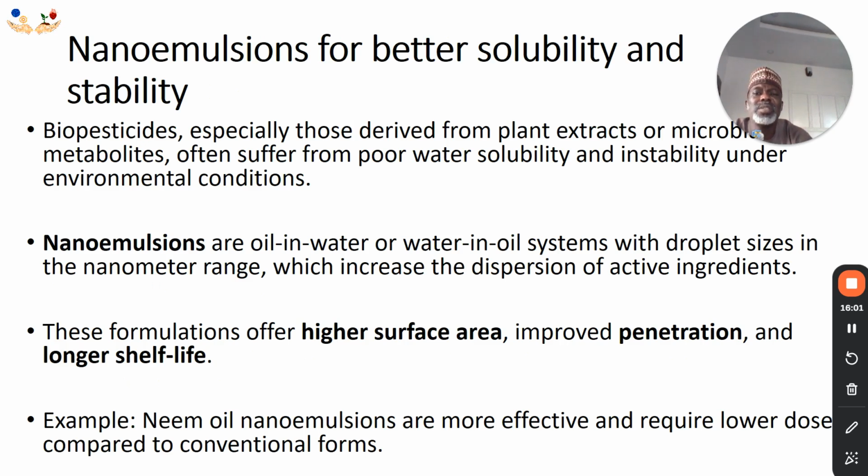Biopesticides, especially those derived from plant and microbial metabolites, offer a solution for poor water solubility and instability under environmental conditions. Nanoemulsions, oil in water or water in oil systems that have a droplet size in the nanometer range, increase the dispersion of active ingredients. This formulation has higher surface area, improved penetration and longer shelf life. An example is neem oil nanoemulsion, which is more effective and requires a lower dose when compared to the conventional one.